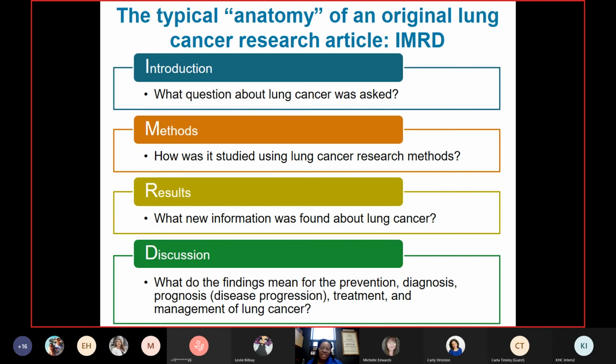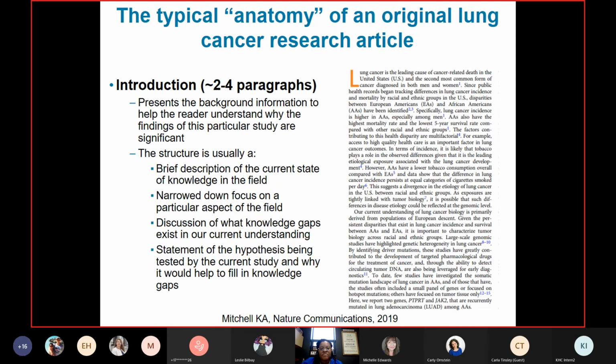Okay, so in the discussion, this is where the authors are going to try to make meaning of the findings for a particular reason. So maybe they're going to talk about preventing, diagnosing, prognostic markers, so disease progression, treatment or management of the lung cancer. So this is a basic structure. Almost every journal uses this. Sometimes the methods may go behind the results or the discussions, but every one will have these basic components, the I, the M, the R, and the D. So let's walk through a little bit with the paper we're using as an example here and delve into a little more about the anatomy.